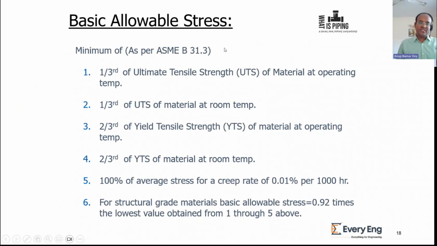Then basic allowable stress. Every time I was telling you, or the code is saying, that you have to compare the values with SH, the basic allowable stress at hot temperature. So how is that allowable stress calculated? Now this is the formula.